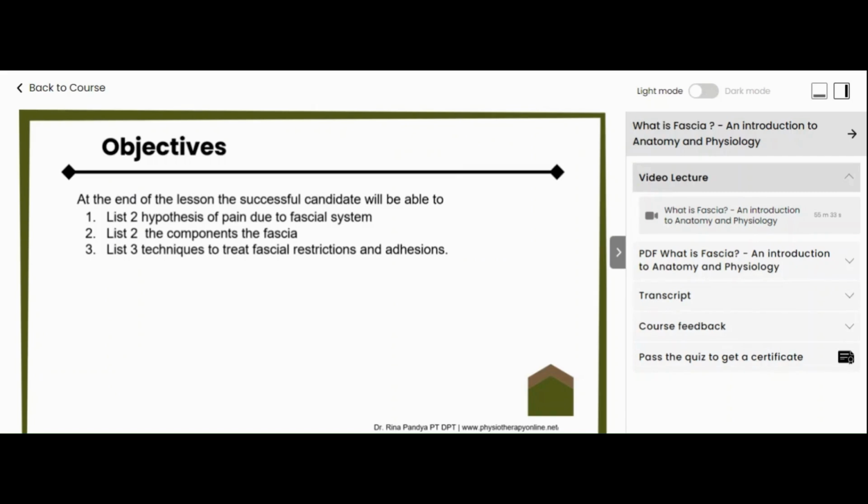At the end of this webinar, we are going to accomplish the following objectives. The successful candidate will be able to list 2 hypotheses of pain due to fascial system, list 2 components of the fascia, and list 3 techniques to treat fascial restrictions and adhesions. So we're going to go all the way from anatomy into treatment mode.